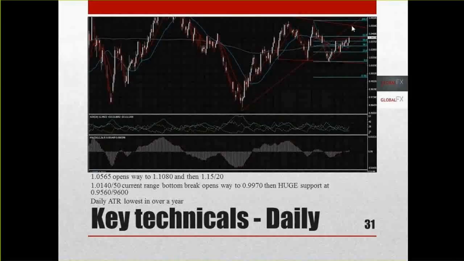One of the key things I think for anybody trading the Aussie from a technical point of view, and something to watch, is that the average true range is tiny. On a daily basis, it's the lowest in over a year. Now, that means if the breakout comes, you're going to have a big position on.